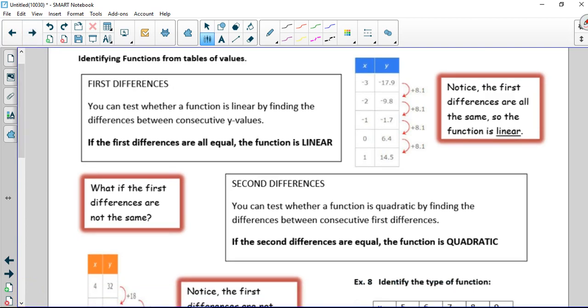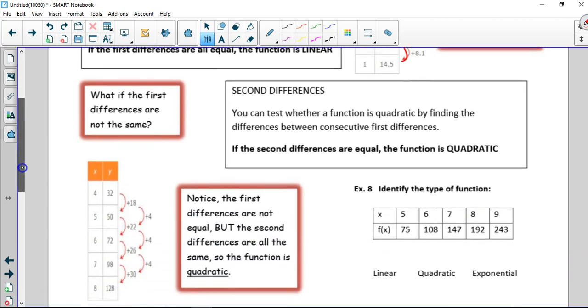Okay, let's get through this last part. Now we're looking at a table. We can actually identify what's going on based on how the table is changing. So you can test whether a function is linear by finding the difference between the consecutive y values. If the first differences are all equal, the function is linear. So notice how this is changing, 8.1 plus 8.1 plus 8.1 plus 8.1. Since it's changing exactly the same way, it's a linear function.